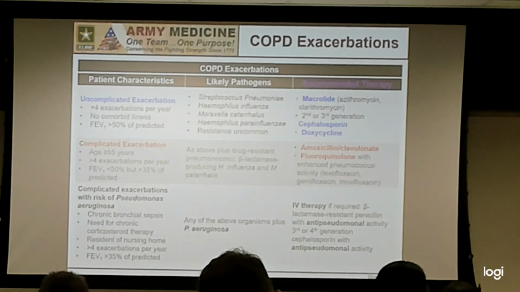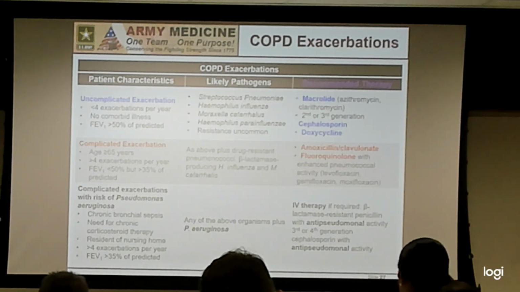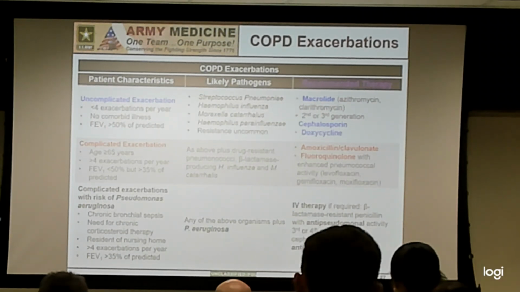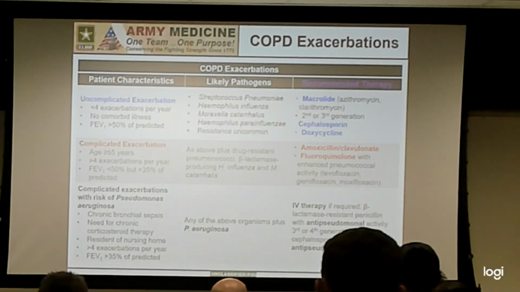Other option would be a cephalosporin. And then our third option is my favorite antibiotic. If I could have one antibiotic, I would take Doxy. I love Doxy. And not so much for my gram negatives, but I love doxycycline. So those are the 3 we'd use if we call them uncomplicated. Again, this is defined as less than 4 exacerbations a year without comorbidities.